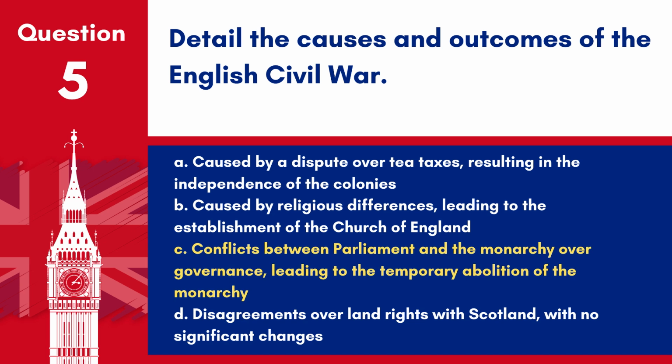Answer. C. Conflicts between Parliament and the monarchy over governance, leading to the temporary abolition of the monarchy. The English Civil War was primarily caused by political power struggles between the monarchy and Parliament, resulting in the execution of Charles I and the establishment of a Commonwealth under Oliver Cromwell.